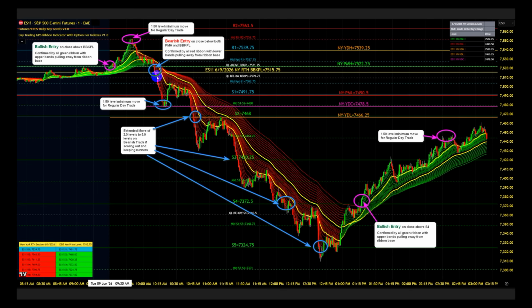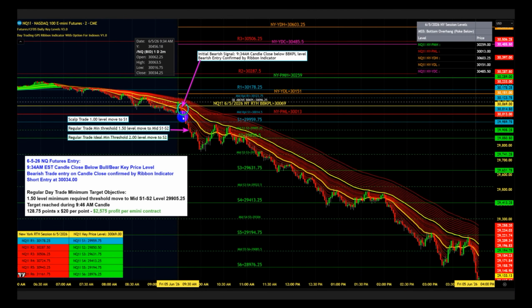Now let's go back to today's setup. At the close of the 9:34 a.m. candle, Nasdaq futures closed below the bull-bear key price level, while the ribbon turned fully red and the lower bands of the ribbon began pulling away from the base of the ribbon. That provided both the signal and confirmation required for a bearish trade entry.